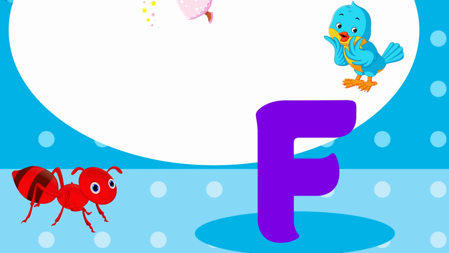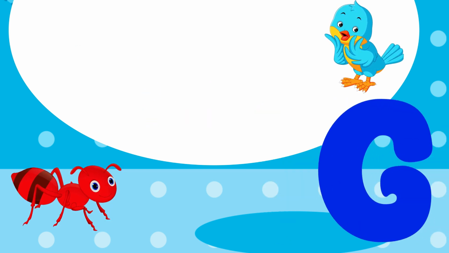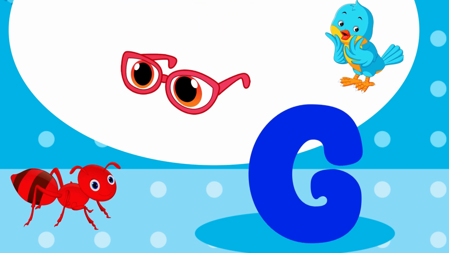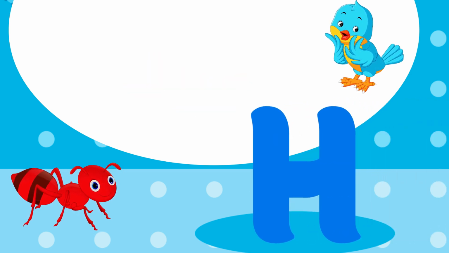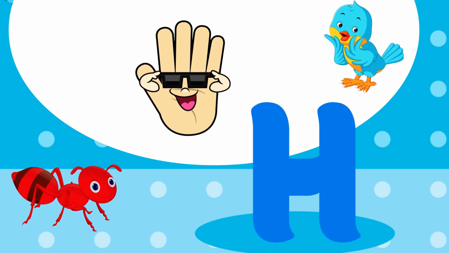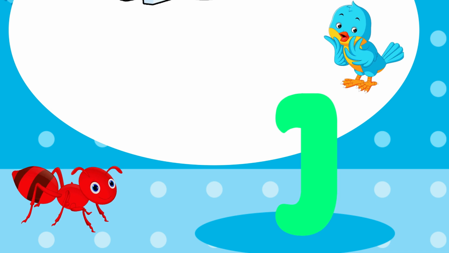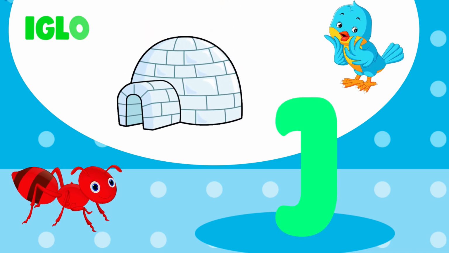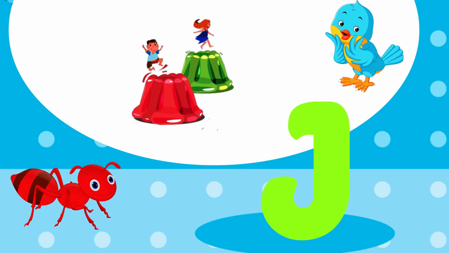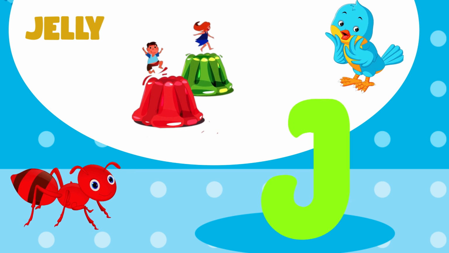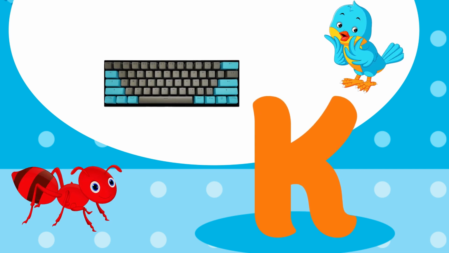F is for fairy. G is for glasses. Glasses. H is for hand. I is for igloo. Igloo. J is for jelly. Jelly. K is for keyboard.